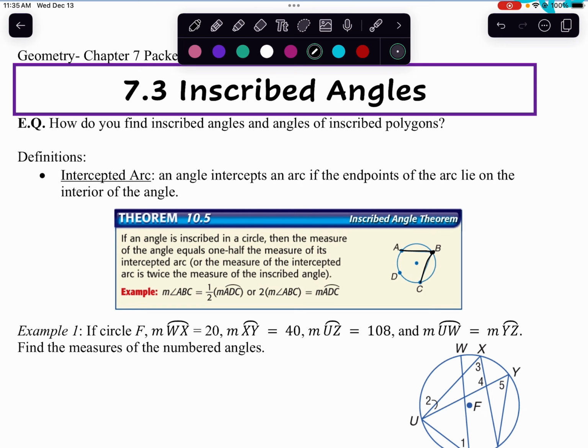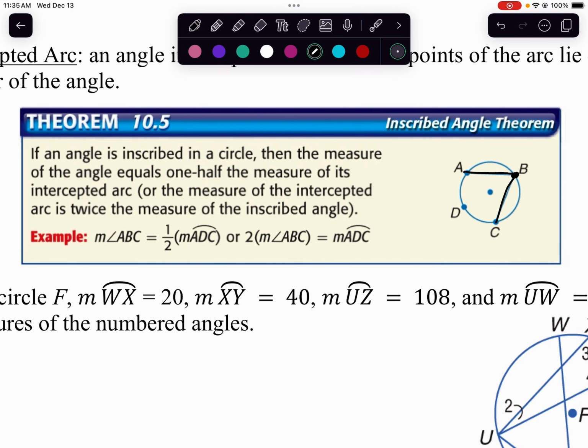An angle intercepts an arc if the endpoints of the arc lie on the interior of the angle. A fact that we know about inscribed angles is that this angle will be half the measure of the intercepted arc, which is the arc between the angle. So if I told you this arc was 80 degrees, that means this angle would be 40 degrees. And if I told you the angle was 50 degrees, the arc in between my angle would be 100 degrees. Think of it as a slice of pizza, and the arc is the crust of that one slice of pizza.